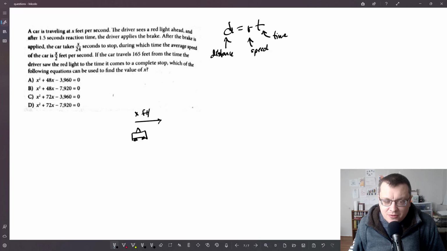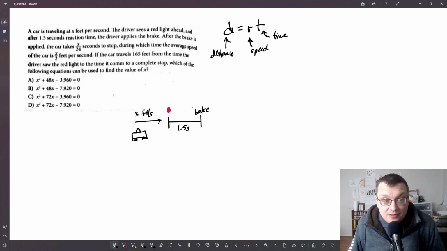X feet per second. The driver sees a red light ahead. So here's our red light. Now, obviously, on the real test, you would have to do this all in your pencil, but just for the sake of teaching this, I'm going to use some colors to make it a little bit easier. At this point they see a red light, and then after 1.5 seconds, they apply the brake. So here they apply the brake, and this was 1.5 seconds of delay.